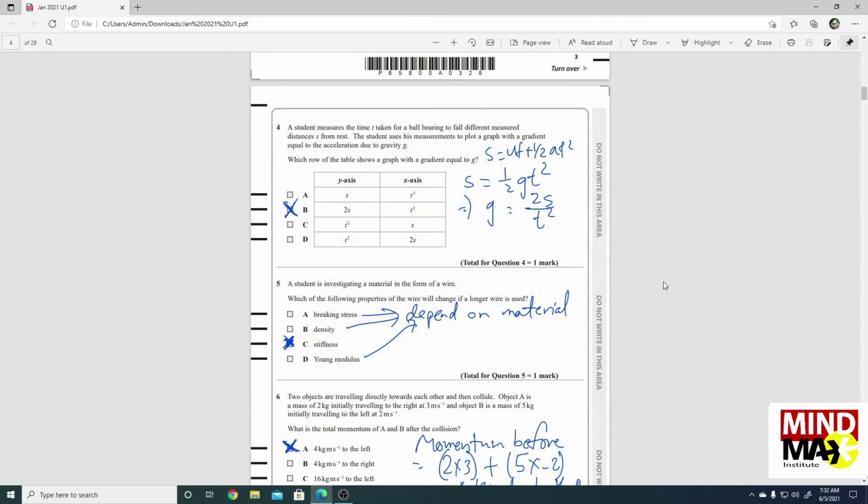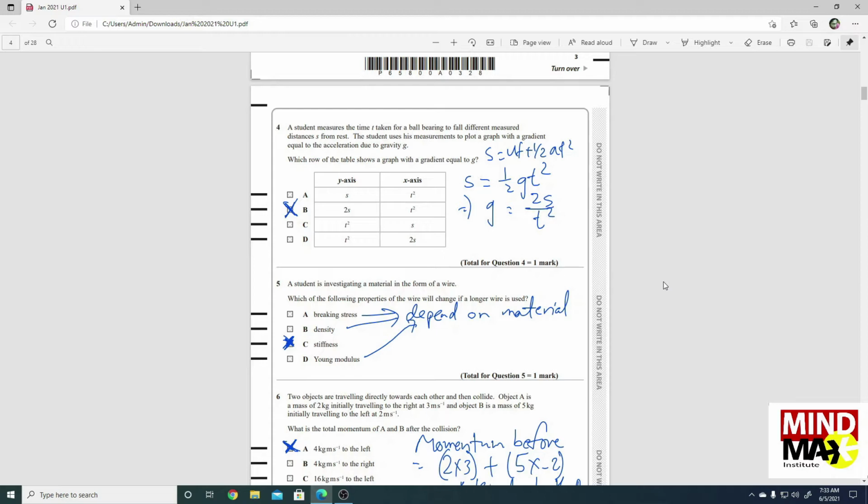Then number 4, if we wish to find the gradient from a graph, we have to make use of this equation: s is equal to ut plus half at squared. If we say that the object is falling from rest, as they have told over here, that means u would be 0. And if u is 0, this equation becomes half at squared. But here the a is actually the acceleration due to gravity, which is g. So if I wish to find g from this equation, we get 2s by t squared.